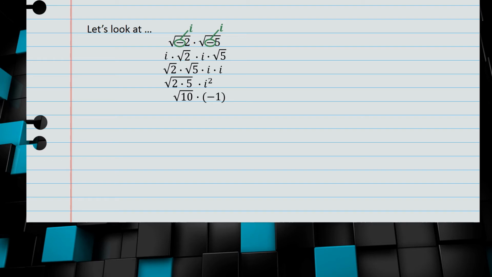And so I have square root of 10 times negative 1, which means your final simplified answer would either be negative square root 10, or you could write it as negative 1 square root 10.